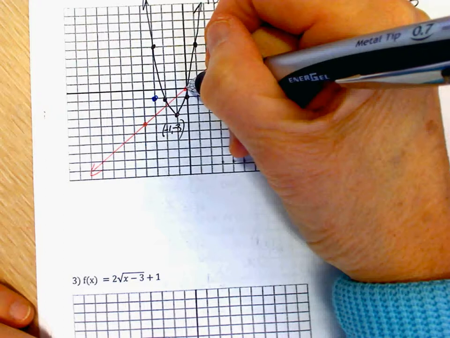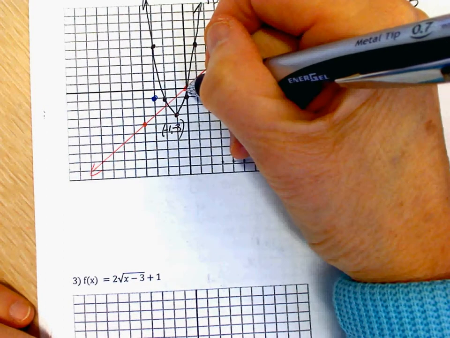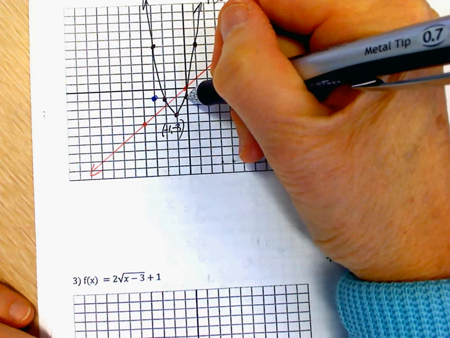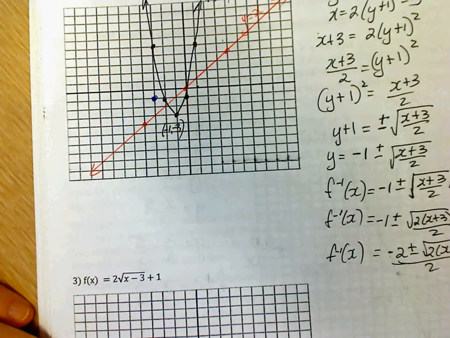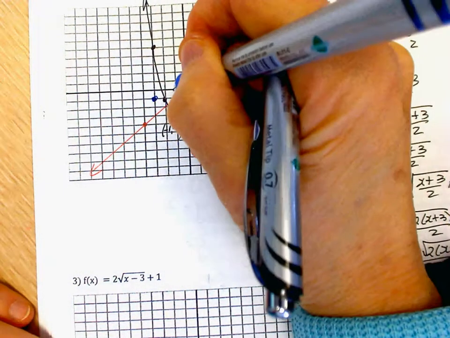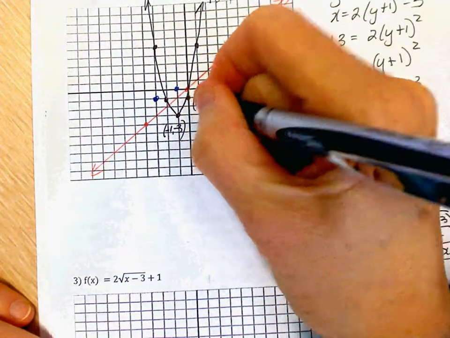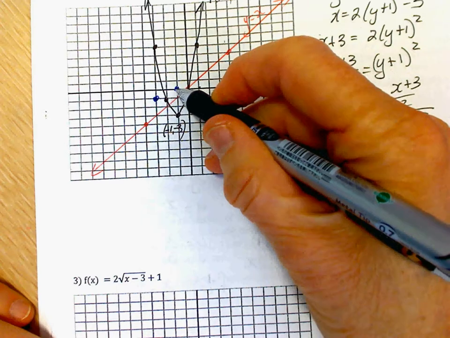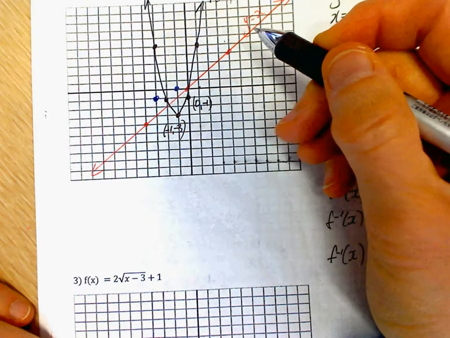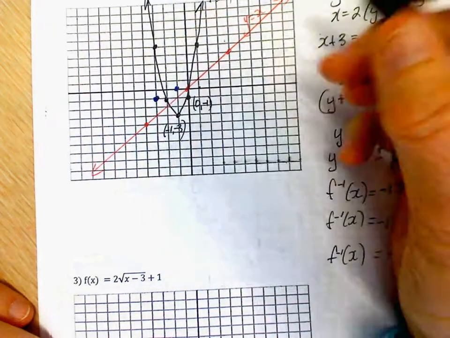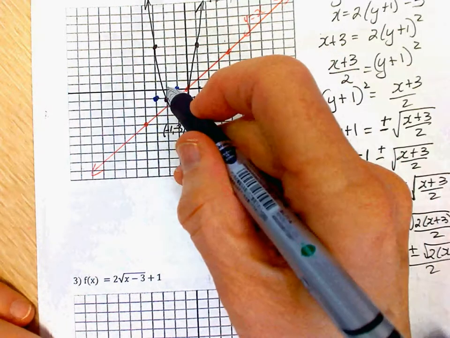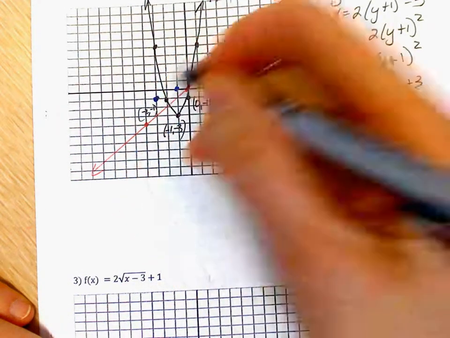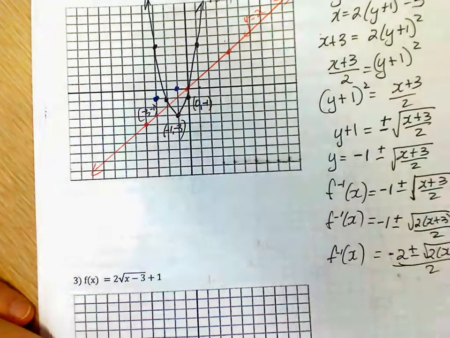This is 0, minus 1. My inverse will become minus 1, 0. Right? We just swap the x and y. That's all we have to do. This point is negative 2, negative 1. My inverse becomes negative 1, negative 2. So that's right here. A little bit tight there, so be careful.